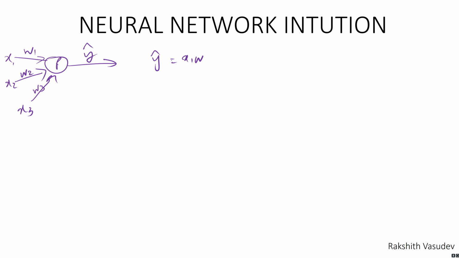Okay, so this y hat is the output, and that is going to be a sigmoid of x1 w1, x2 w2, x3 w3. And that is the output of the perceptron.